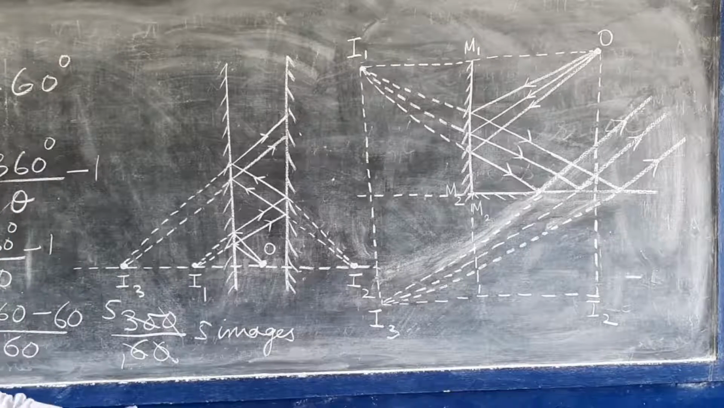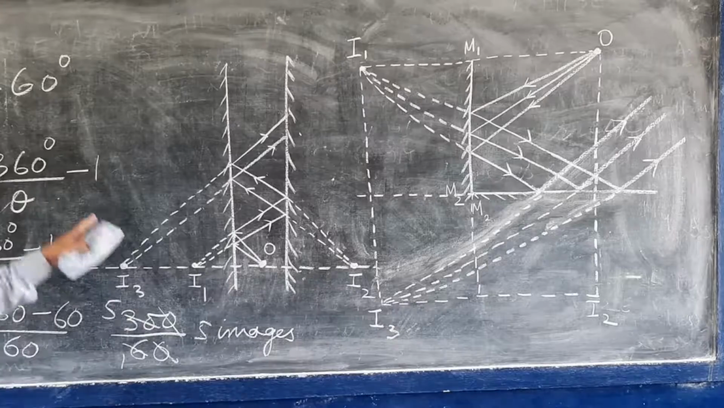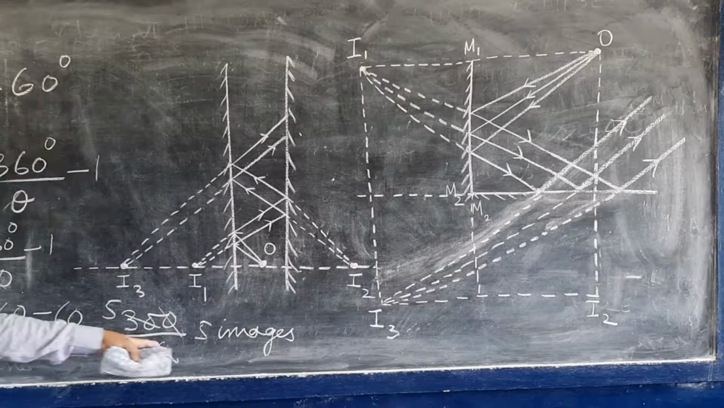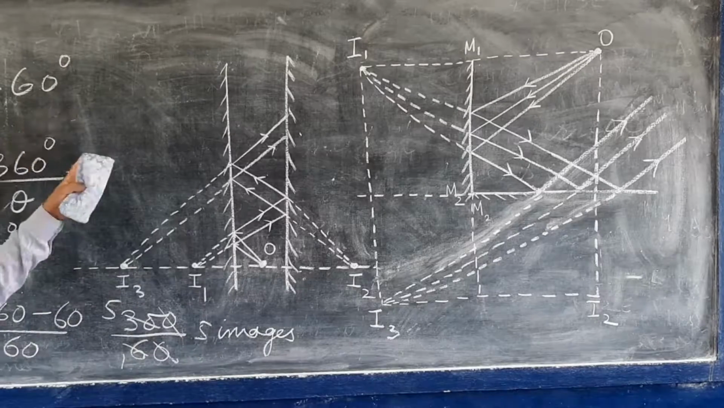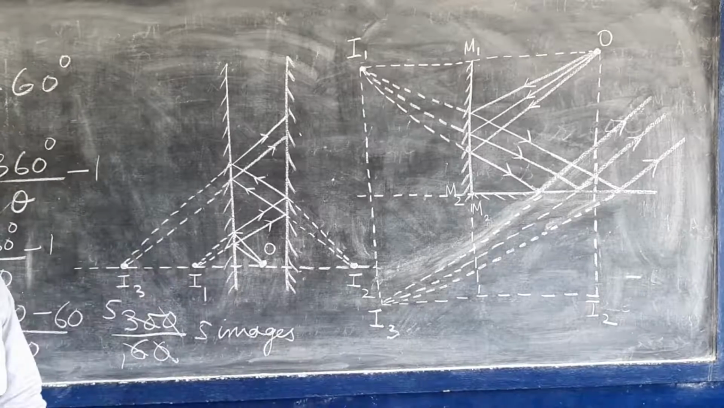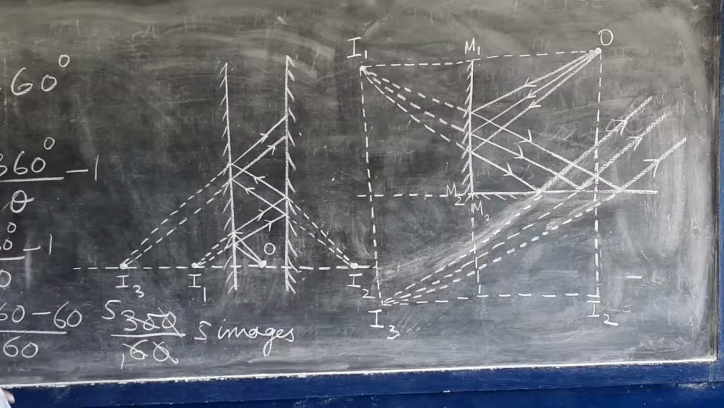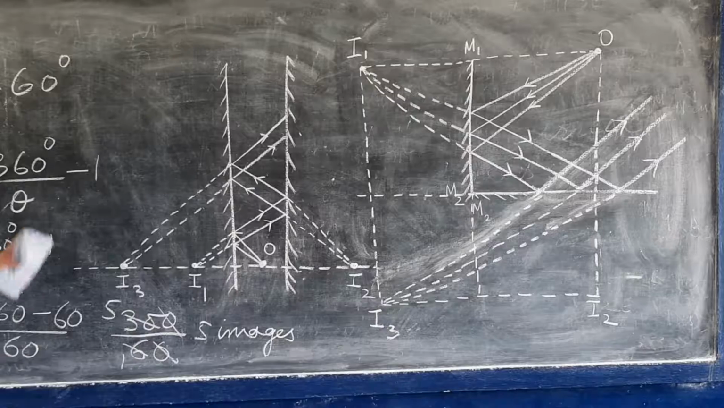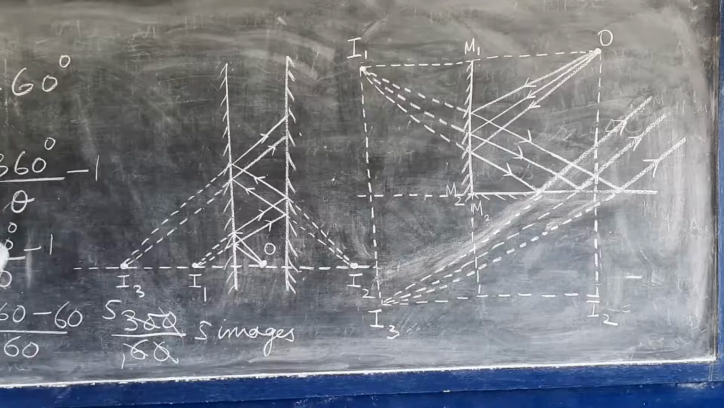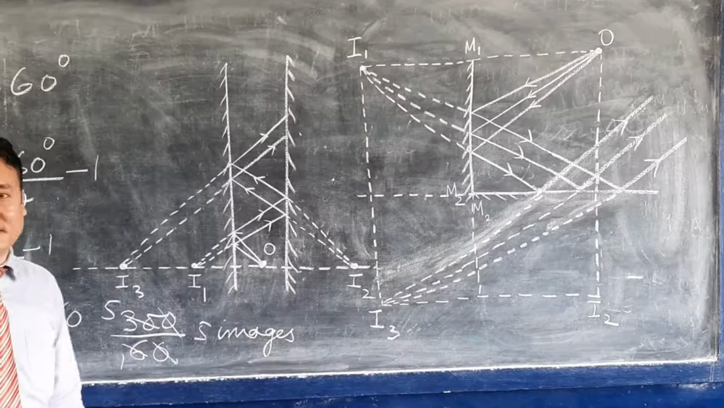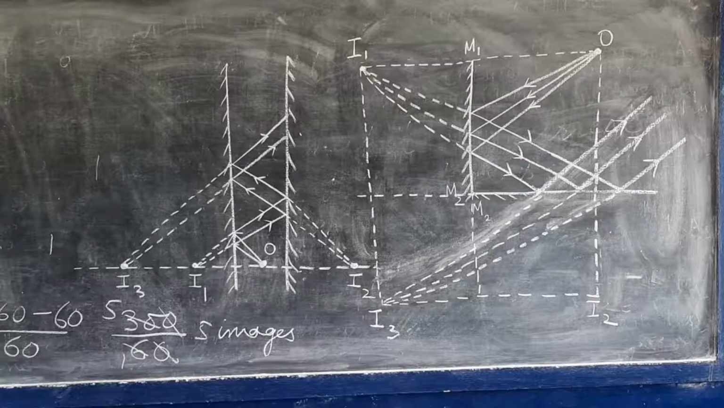So this way you will find the number of images when the two mirrors are kept inclined with each other. When the angle is 60 degrees, the number of images will be 5. Depending upon the angle which has been given, you can find the number of images by using the relation n equals 360 degrees divided by theta, minus 1. So this way you will calculate the number of images, and so on. Let us come to the next point now.